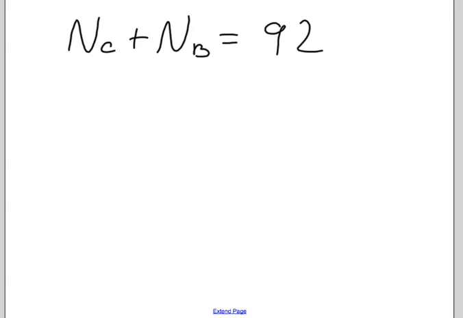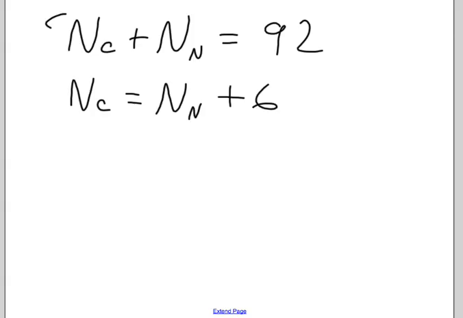So the next equation, if Charles picked 6 more quarts than Nell. So Charles has more than Nell. So the number of Charles would be equal to the number of Nell. What do I have to do to get Nell equal to the amount of Charles? Add 6 to it. Okay. And then you would substitute in and solve. I'm not going to take up your time to do that. You know how to do the substitution properly at this point.